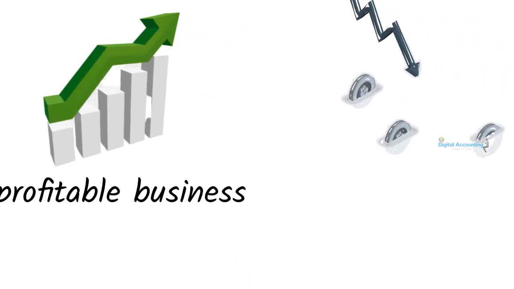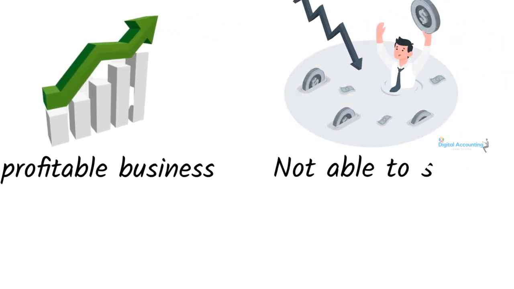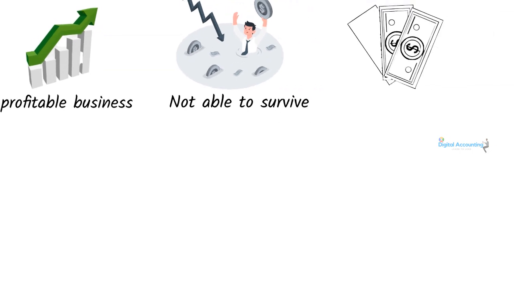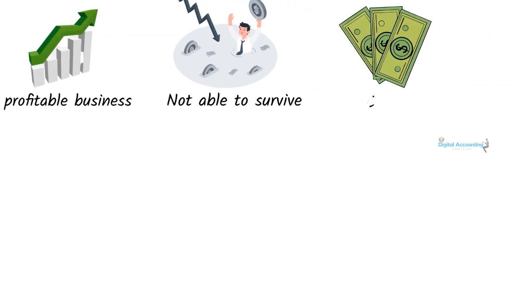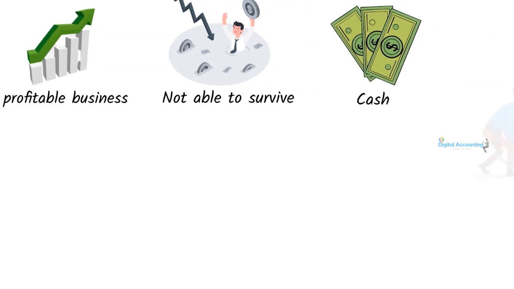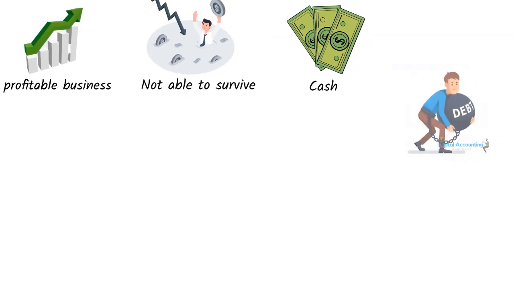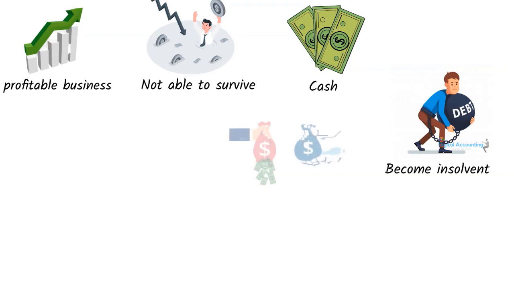Whilst a business might be profitable, this doesn't mean it will be able to survive. To achieve this, a business needs cash to be able to pay its debts. If a business could not pay its debts, it would become insolvent and couldn't continue to operate. The main reason for this problem is that profit is not the same as cash flow.